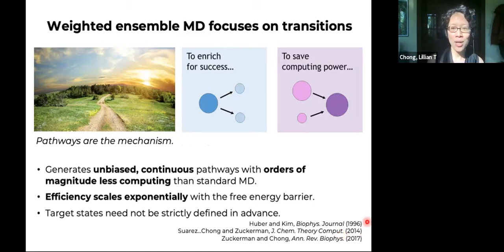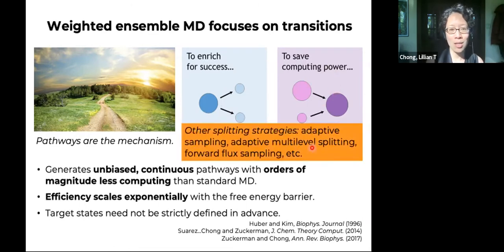So in this strategy, we typically divide a progress coordinate toward the target state into bins. We then run many short trajectories in parallel, and then at fixed regular time intervals, we enrich for success by replicating trajectories or splitting trajectories that have made transitions to empty bins. And then every so often we save computing time by terminating trajectories that have not made transitions. So there are other splitting strategies like this, including adaptive sampling, adaptive multi-level splitting, forward flux sampling, etc.